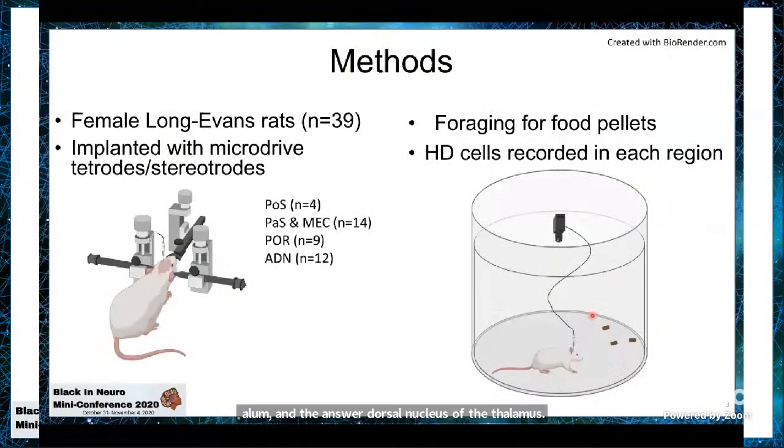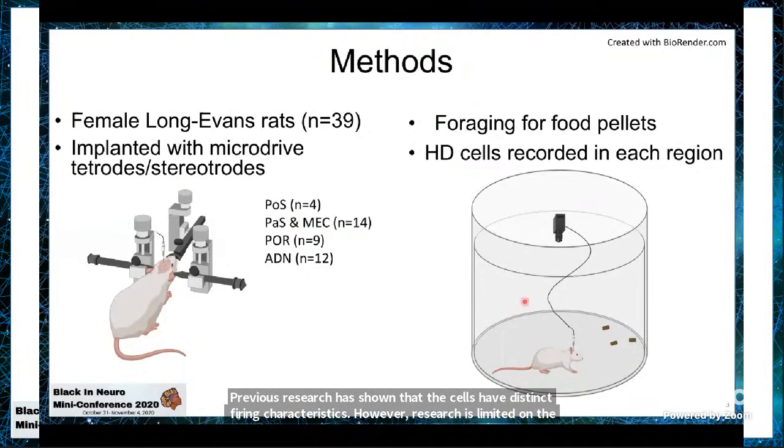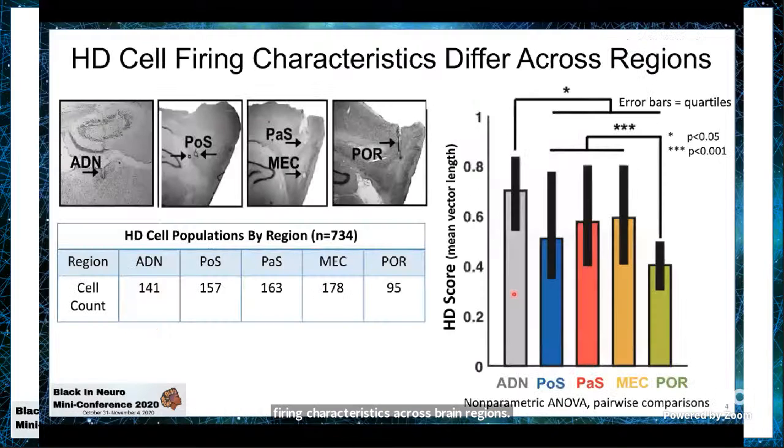We used 39 female Long Evans rats and implanted them with movable microdrive tetrodes and stereotrodes in each of these brain regions. You can see the breakdown of the rats in each group here. Once recovered, rats openly foraged for food pellets in a cylindrical arena while the electrodes recorded head direction cells.